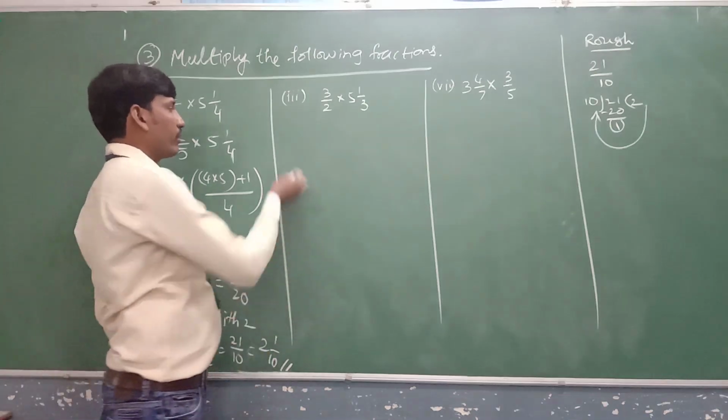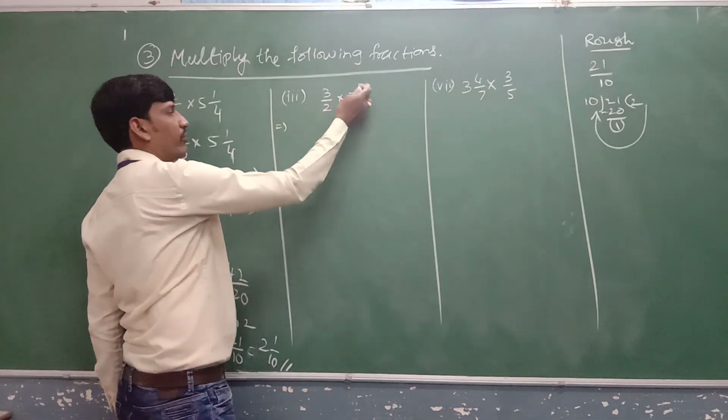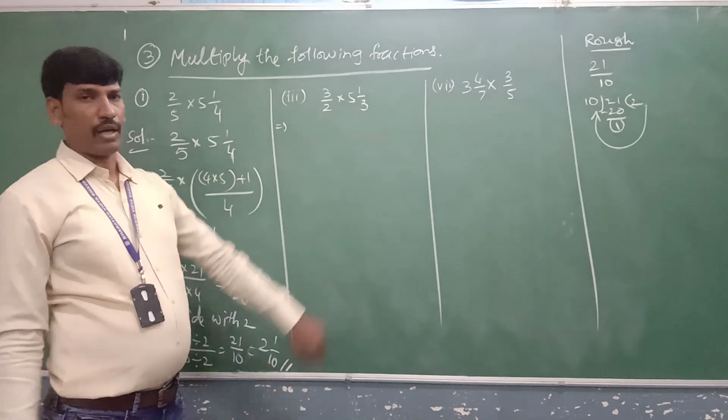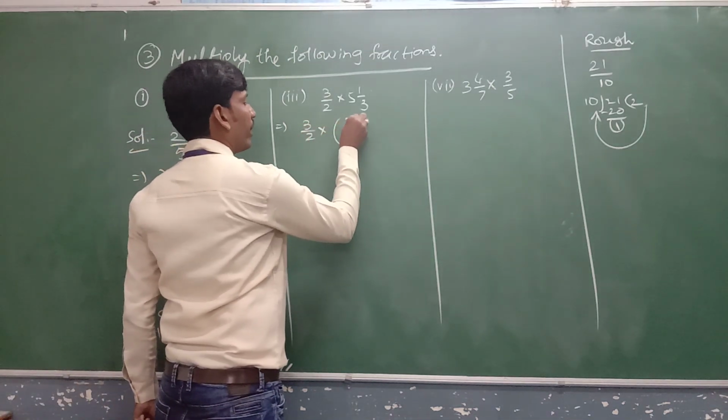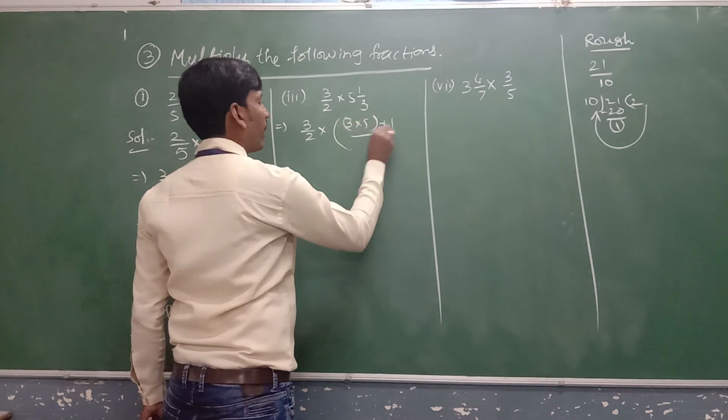Now coming to the next question. So here also same thing, 3 by 2 into 5 1 by 3. Mixed fraction, converting to improper. So 3 by 2 into, by converting, 3 into 5 plus 1 by 3.